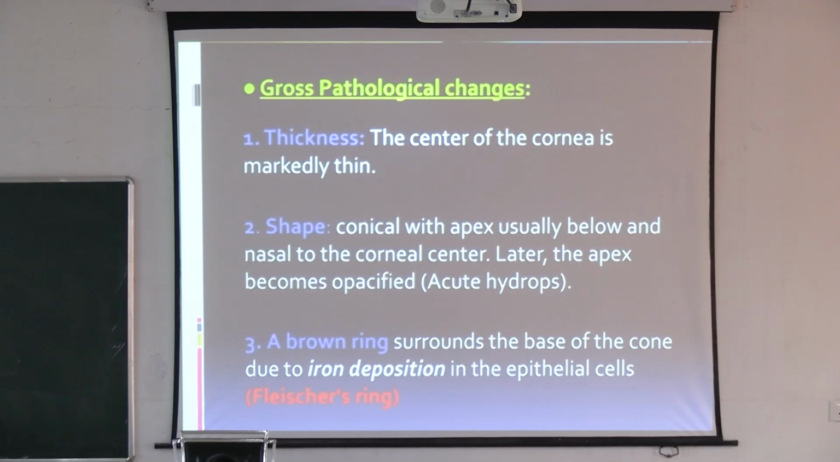And the Kayser-Fleischer ring is present in which disease? Wilson's disease, that is copper poisoning also. And this ring is known as only Fleischer ring. It is present at the base of the keratoconus.